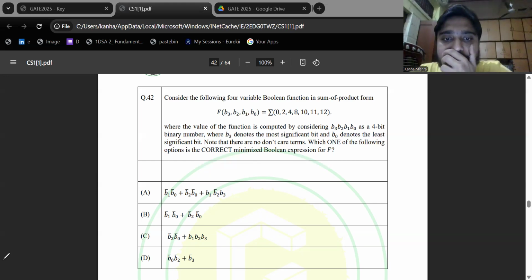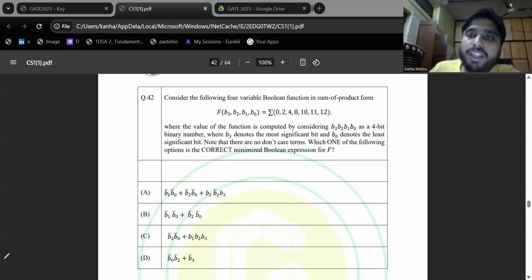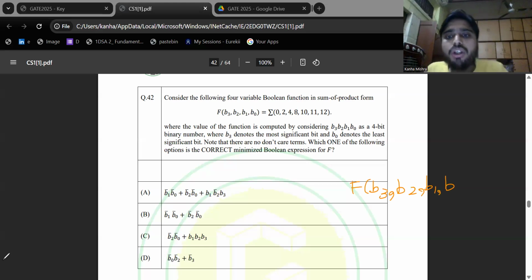In order to understand this question, we need to first understand what a Boolean function is. A Boolean function, called f of b3, b2, b1, and b0, maps inputs like these to a binary output, either 0 or 1. A sum of product, which is the SOP form, lists min terms, basically combinations of variables where the function outputs 1.